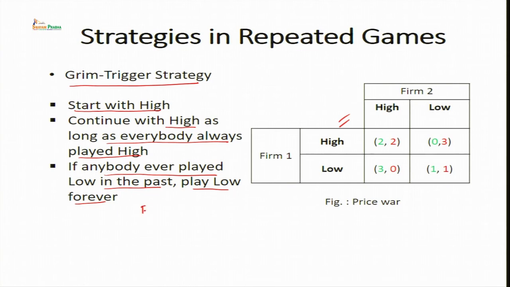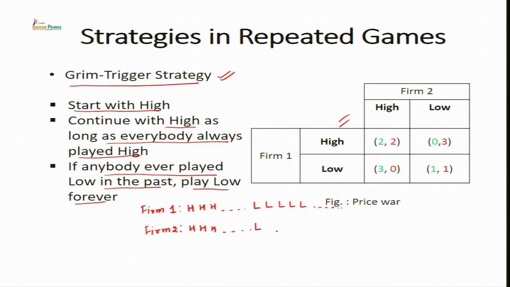Okay. So, I can tell you. Suppose this is firm 1, this is firm 2. Okay. So, firm 1 will start with high, this is also playing high. So, we can again go back to our story. I was telling that they are in an agreement that they will play high. Okay. So, they start playing high, they are playing high, high, high, high. So, this goes on, but at some point of time, suppose firm 2 breaches the agreement and it plays low. Then according to this grim trigger strategy, what will happen? This firm 1 will start playing low forever, for the rest of the game.